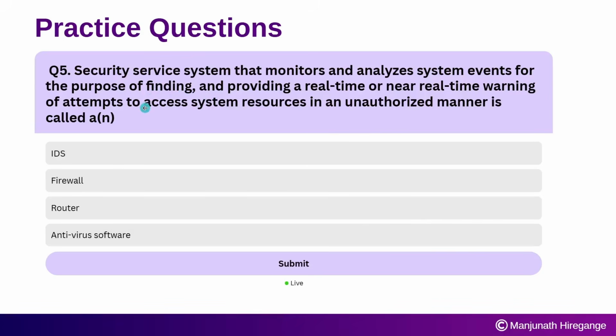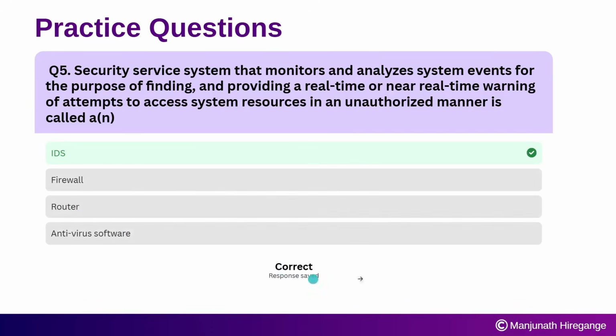So here is the next question. A security service system that monitors and analyzes system events for the purpose of finding, and providing real-time or near real-time warning of, attempts to access system resources in an unauthorized manner is called: IDS, firewall, router, or antivirus software. So the right answer is IDS.